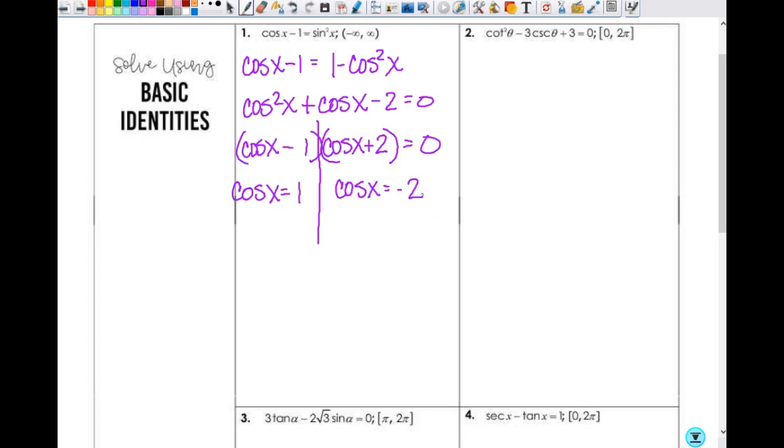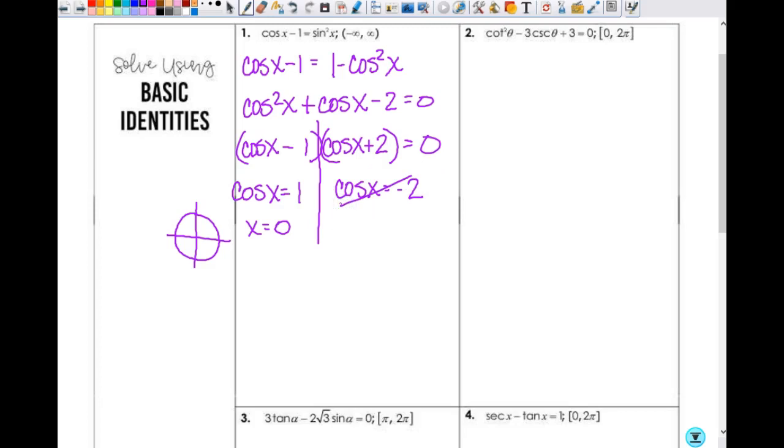And I'm going from negative infinity to infinity, which means I'm using the entire circle, and then I'm going to have some repeats, right? So when on the circle is cosine 1? At 0 and where? Pi? It's okay. And then, it's just 0, right? And then, where is cosine negative 2? It's not, right? Because this is less than negative 1. Like, that doesn't work at all. It doesn't make any sense.